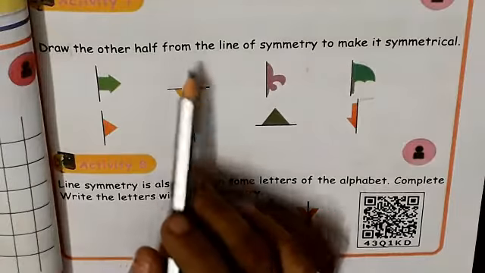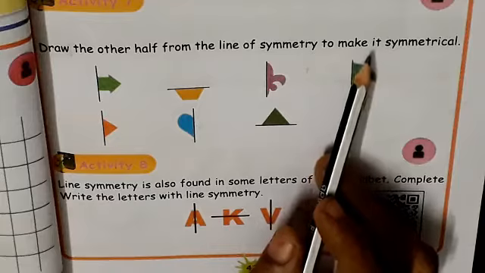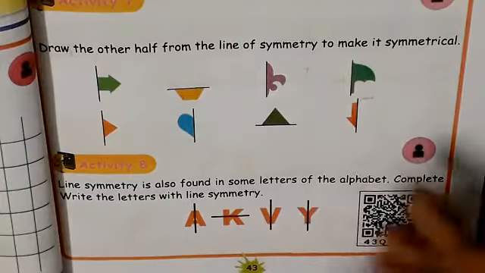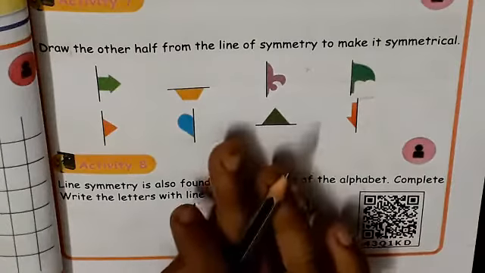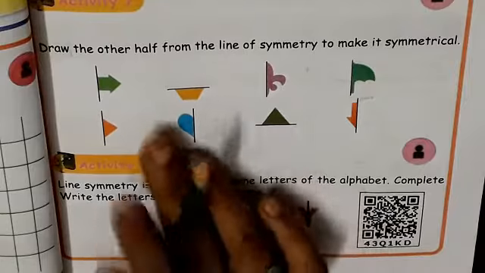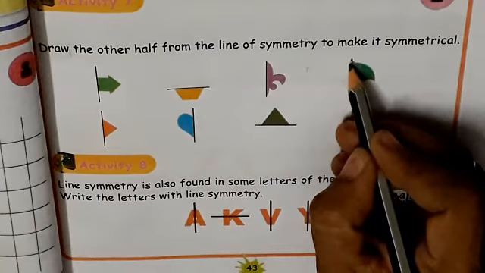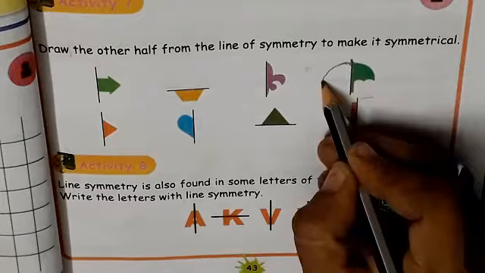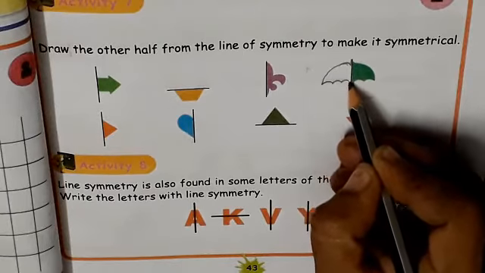Draw the other half from the line of symmetry to make it symmetrical. Listen children, here they have given some figures. You have to complete the other half. Listen, like this you have to draw and complete.